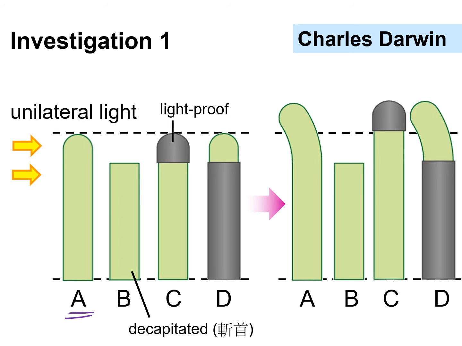In setting A, it is a healthy, normal growing coleoptile. In setting B, it is a coleoptile without the tip, that means a decapitated coleoptile. In setup C, the tip of the coleoptile is covered by a light-proof cover. And for D, the body is covered. Under the action of unilateral light, after several weeks, coleoptile A bends to the left. No growth for coleoptile B, while coleoptile C grows vertically upward. For D, it grows towards the unilateral light to the left.